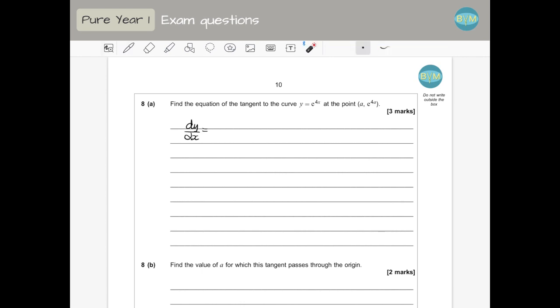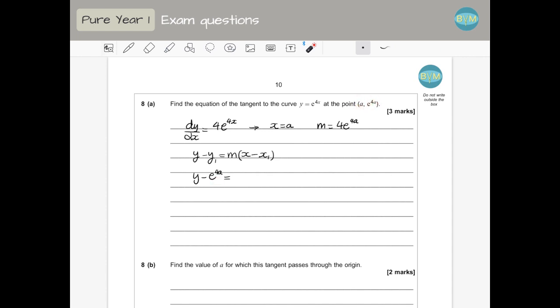So dy by dx of this function: the 4 goes to the front, and the e to the power of 4x doesn't change. This is the gradient in general at any point, and when x is a, because we need the equation of the tangent at this point, the gradient is going to be 4e to the power of 4a, just substituting. Which means if I use y minus the y of the point equals gradient times x minus the x of the point, and I substitute, I have y minus e to the power of 4a, just substituting the point, yeah?